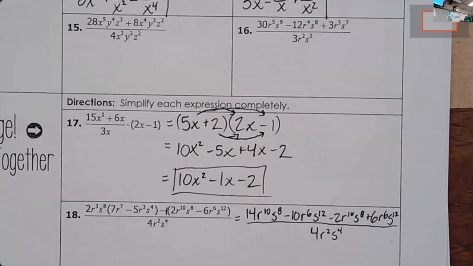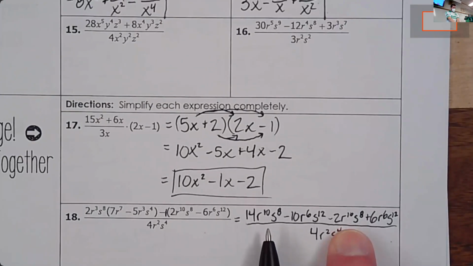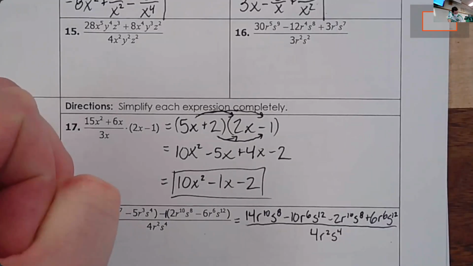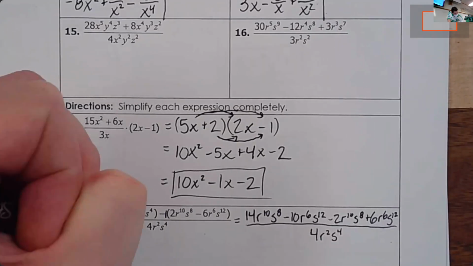All right, what's next? Once we've got that, what do we have to do next? Or what could we do next? Or should we do next? Gabrielle? Yeah, we can simplify on the numerator by combining like terms, because we have like terms. If we didn't have like terms, we'd have to start dividing by the denominator, but the 14r to the 10th s to the 8th and the -2r to the 10th s to the 8th, those are like terms. 14 minus 2 is 12. So that'll be 12 r to the 10th s to the 8th power.